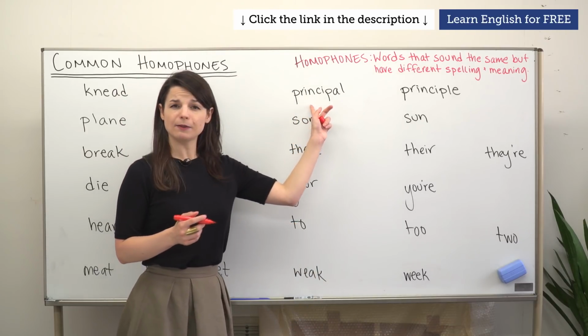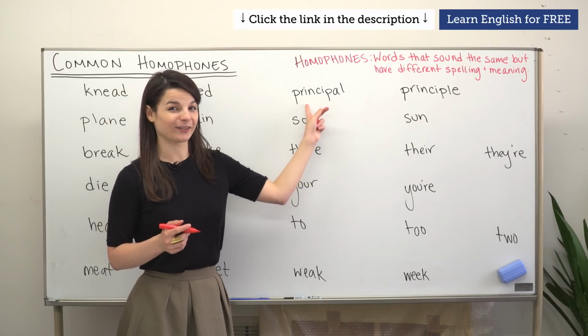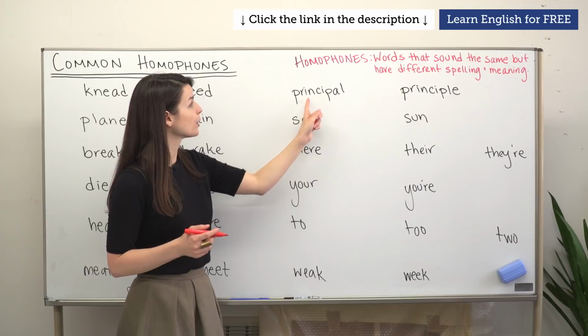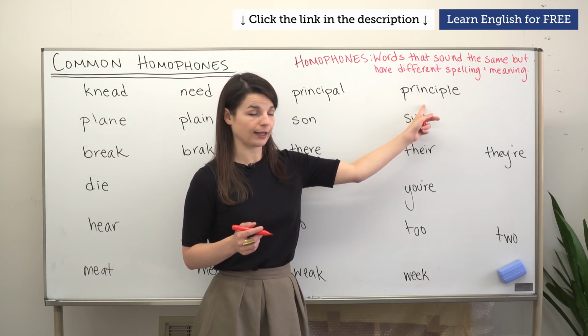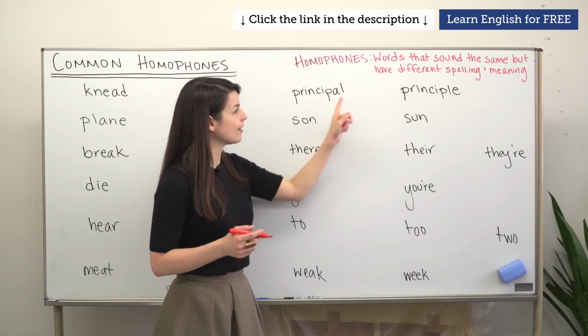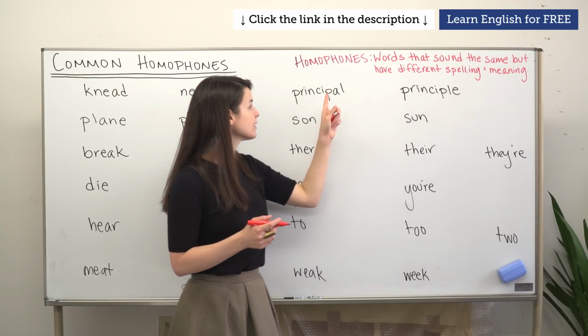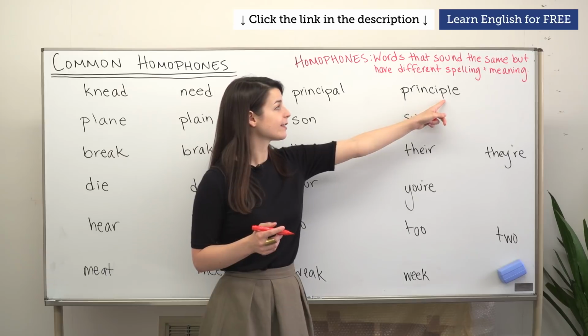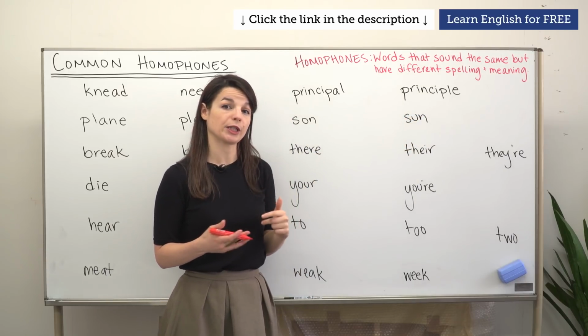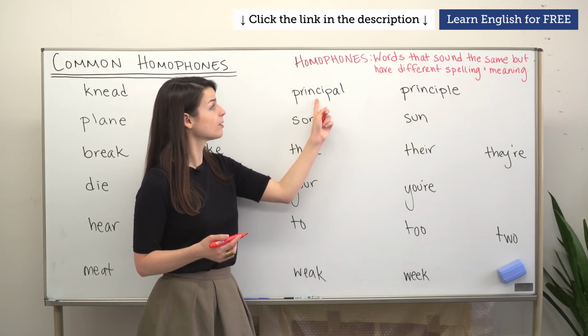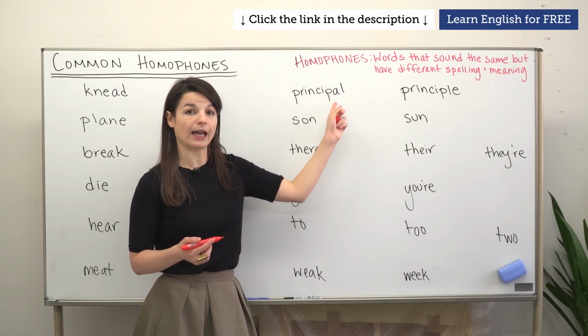The next one, native speakers make mistakes with this one, so please be careful. This is principle and principal. So same pronunciation again. The spelling changes at the end of the word here. So this looks like principal and this looks like principle at the end, but the pronunciation is the same in American English, principle, principal. Principal, P-A-L, at the end of the word.